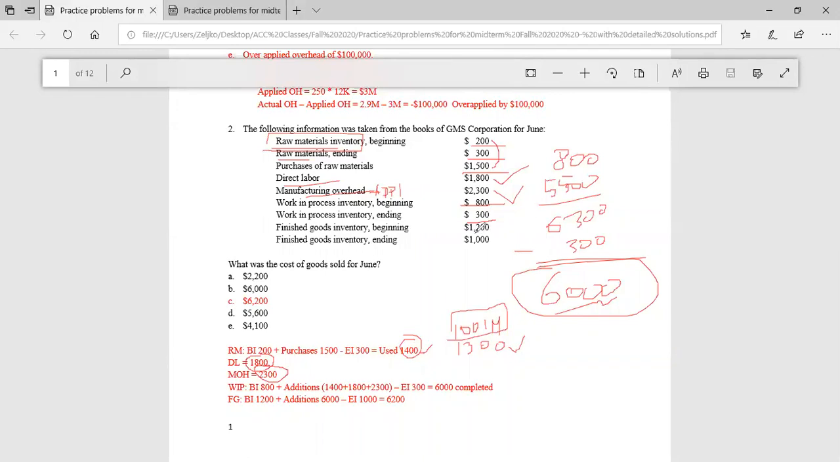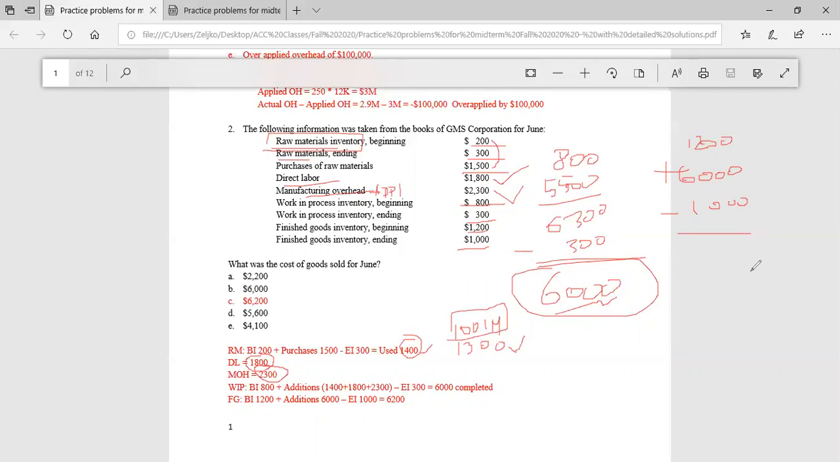And then we have finished goods here, beginning balance. That's the word I'm looking for. I don't know why it was escaping me. Beginning balance of 1,200. We will add these 6,000. Those are the units that we finished in this period. So this gives us a balance of 7,200. But we have an ending balance of 1,000.